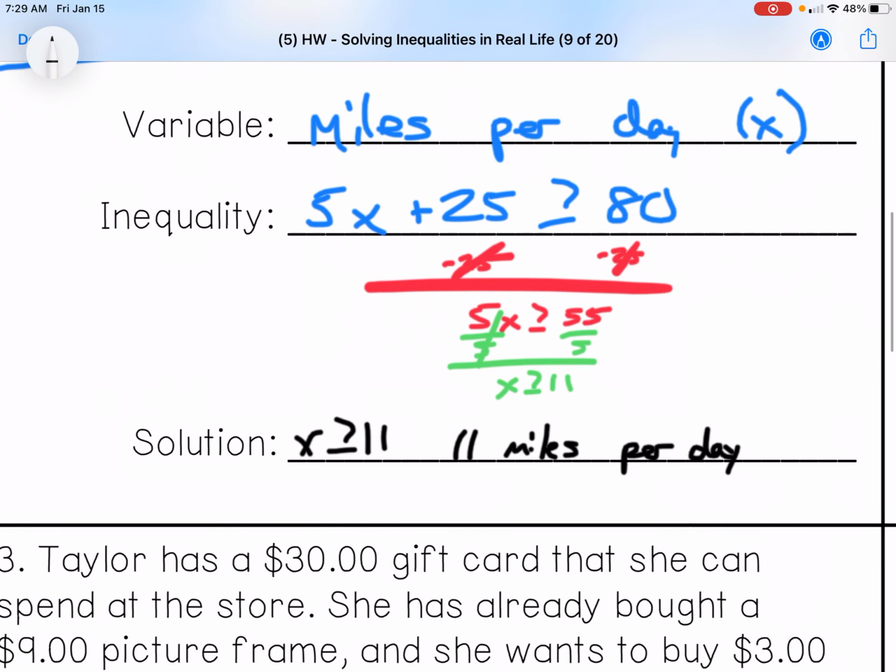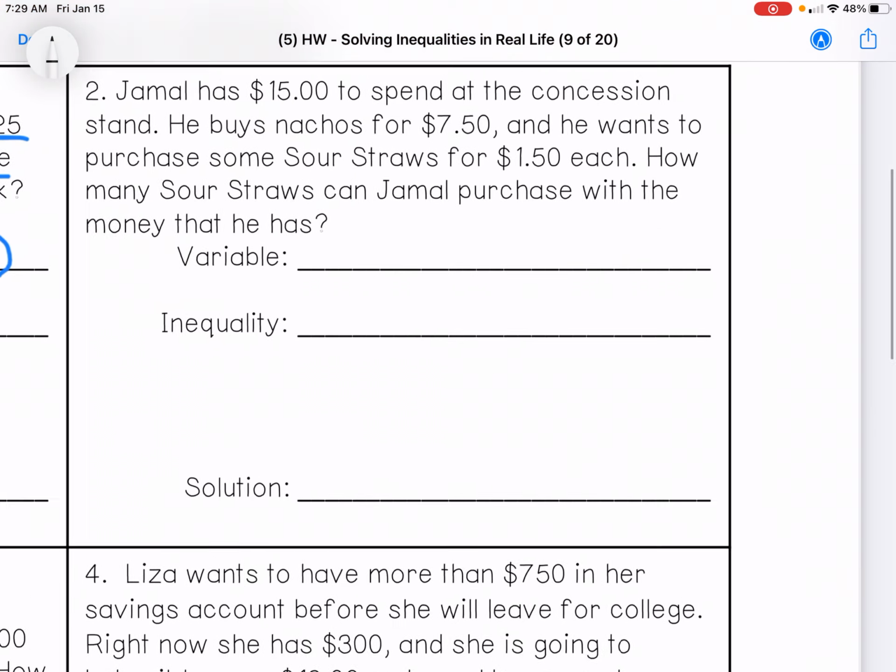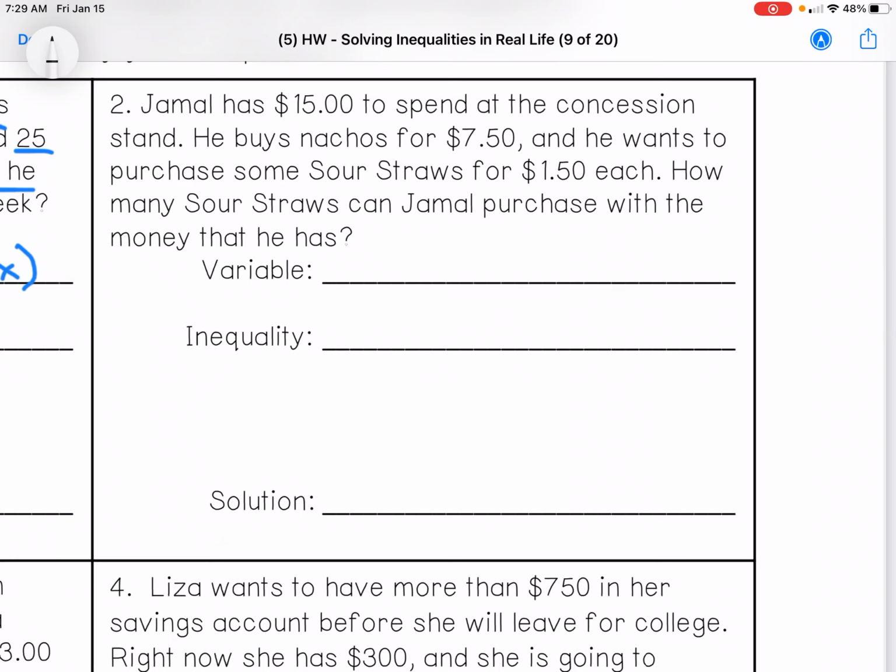All right. Number 2. Jamal has $15 to spend at the concession stand. He buys nachos for $7.50. Some expensive nachos right there. And he wants to purchase some sour straws. The sour straws are $1.50. How many sour straws can Jamal purchase with the money that he has?